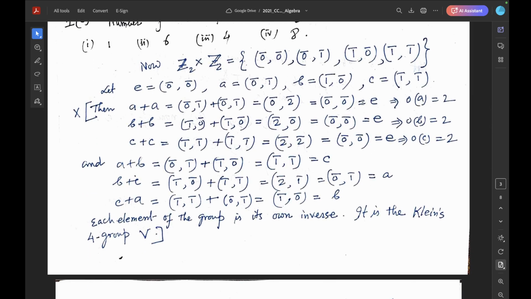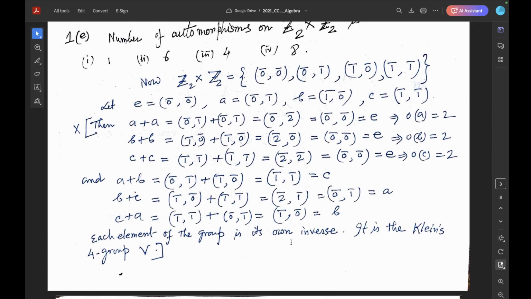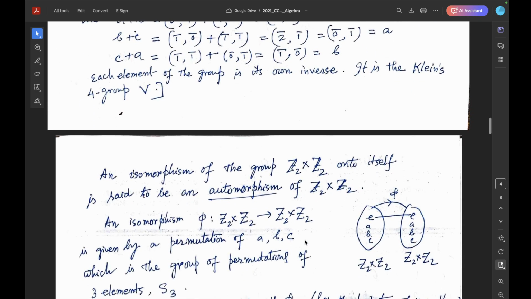Clearly, this Z2 cross Z2 is the Klein's 4 group V. Each element of this group is its own inverse. An isomorphism of the group Z2 cross Z2 onto itself is said to be an automorphism of Z2 cross Z2.